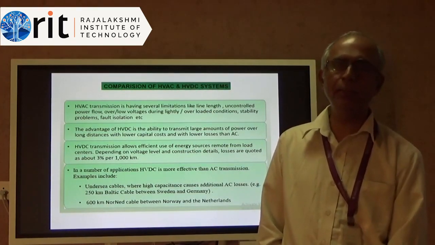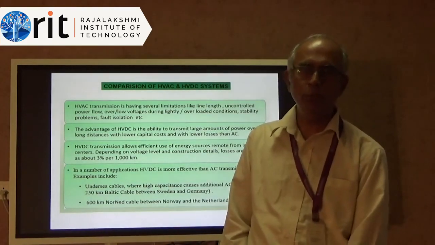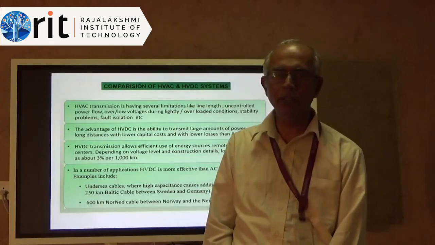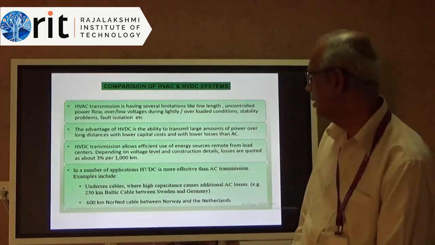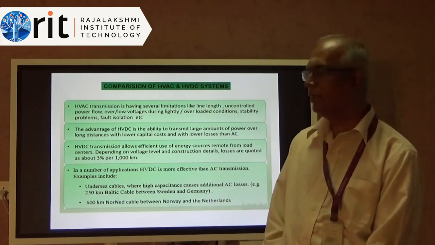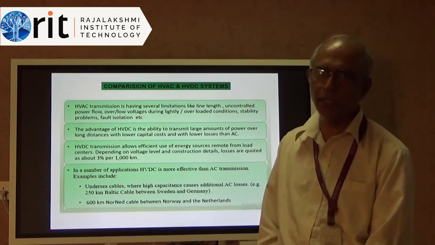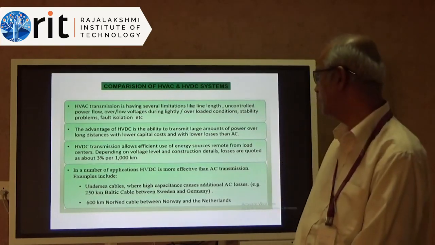Even in India there was a proposal some time back that we will have an HVDC transmission which cuts through Pakistan, right? But probably that did not come into being because of various other reasons. So HVDC transmission allows efficient use of energy resources. So you can have energy availability in Bihar and you can run a line all the way to Chennai, right? It is possible. Such long lines are feasible.